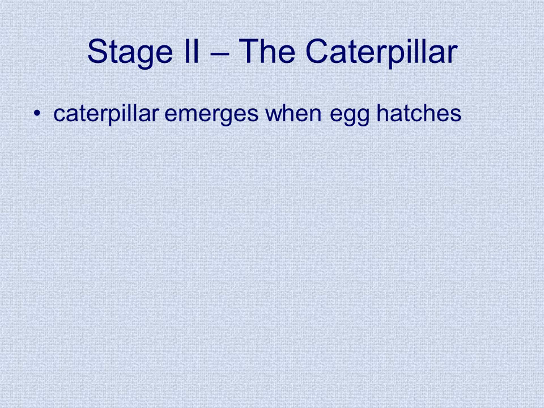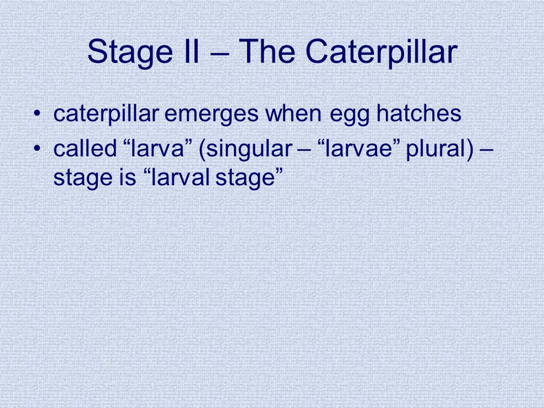Stage 2, the caterpillar emerges when the egg hatches. The eggs hatch, the caterpillar comes out. At this point, the caterpillar is called a larva. That's the singular. Larvae, L-A-R-V-A-E, is the plural. This is a Latin term, of course. And the stage is called the larval stage.